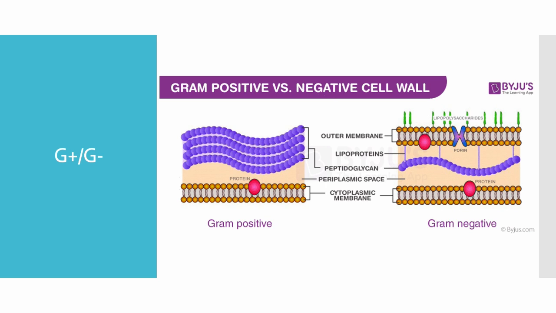The function is extremely important and wide. As composition, we already discussed what it is made of. But it is important to keep in mind that a cell wall is not present in every bacteria. Here is an example: mycoplasma.